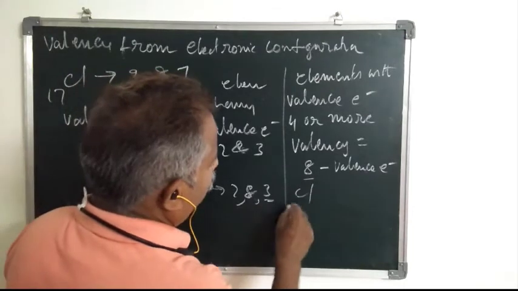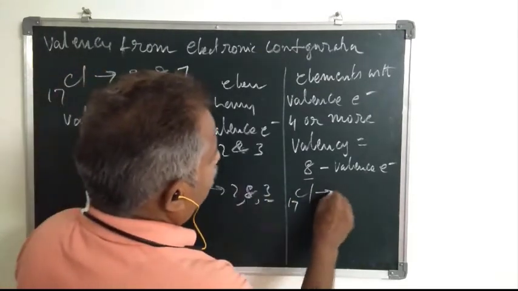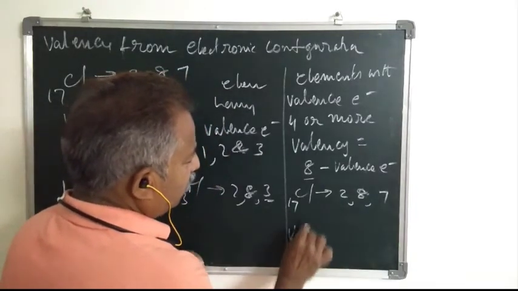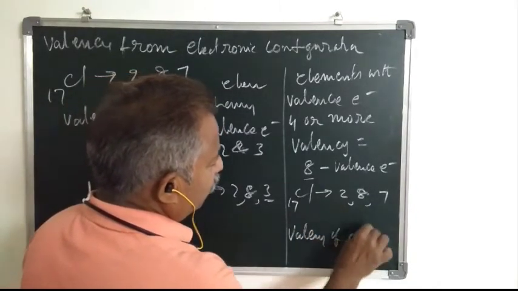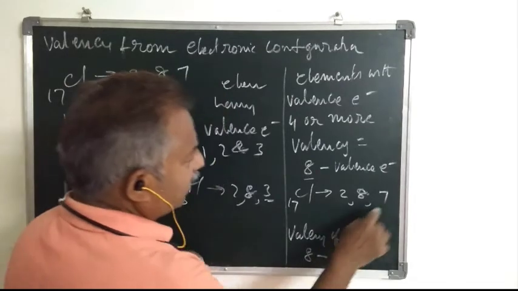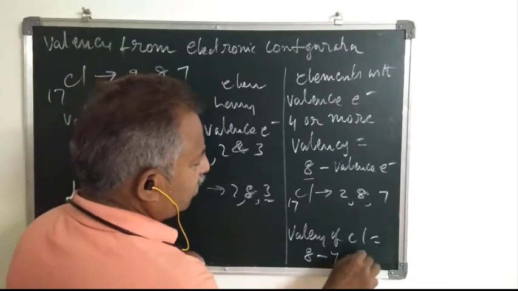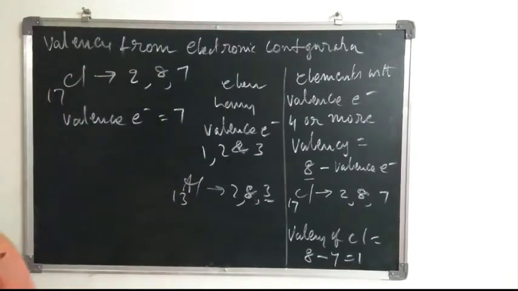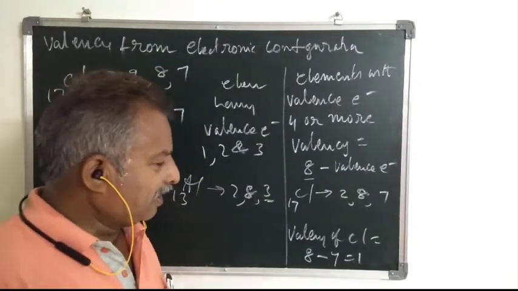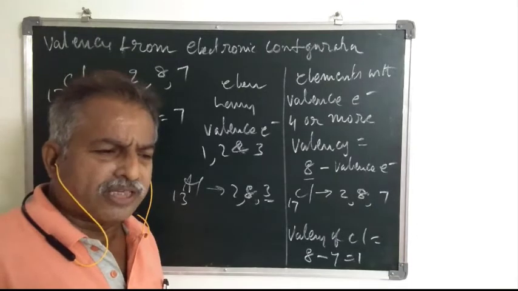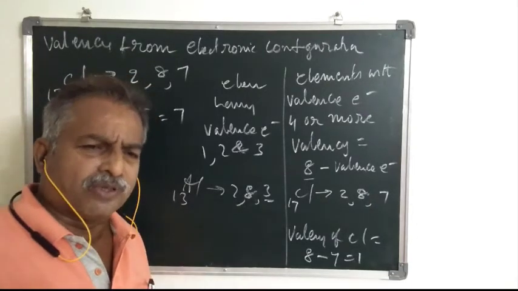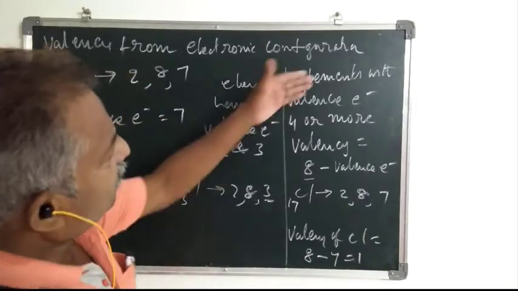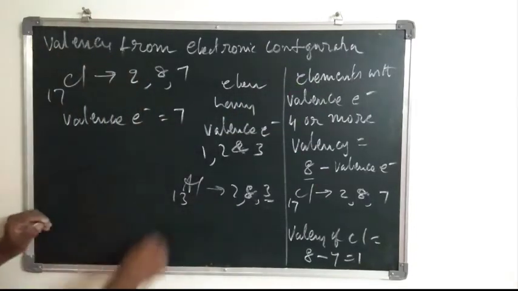For example, chlorine. The chlorine configuration is 2, 8, 7. Therefore, the valency of chlorine is equal to 8 minus the number of valence electrons, 7. Therefore, the valence of chlorine is 1. Valence is also referred to as combining capacity. This combining capacity of chlorine was found as 1 in the previous example when chlorine combines with hydrogen. So in these cases, valency can be found in this manner.